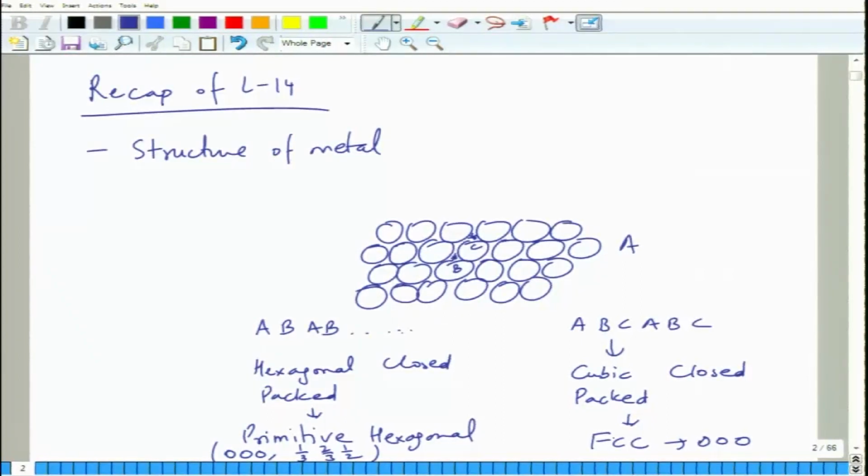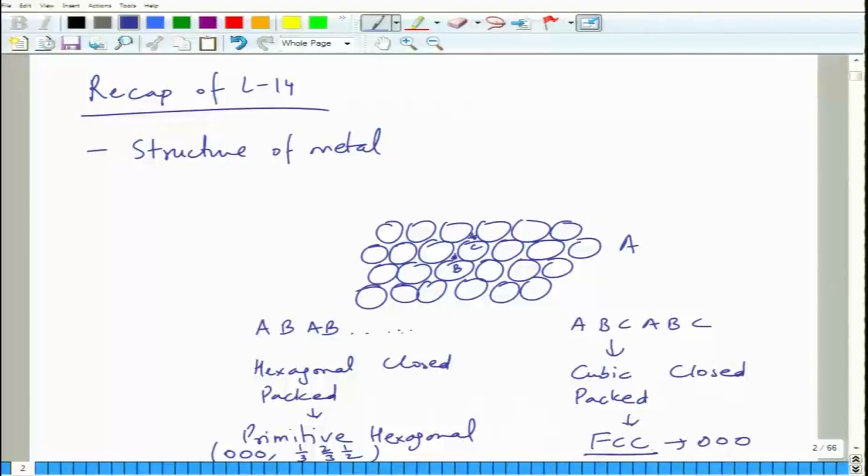A single-atom motif with an FCC lattice will mean that you have one atom at 0, 0, 0, another at 1/2, 1/2, 0, another at 1/2, 0, 1/2, and another at 0, 1/2, 1/2. That happens automatically the moment you describe the lattice type as F. So that is the condition. This is where we were in the last class.